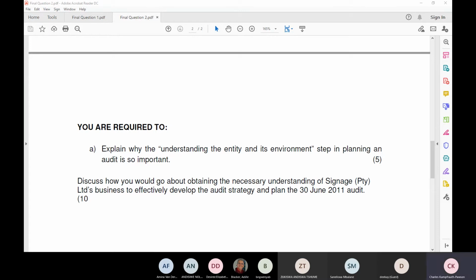If you don't obtain a good understanding of the client's business, none of what we've just discussed can be achieved. So we cannot effectively develop an audit strategy or plan the audit. We need to really gain a good understanding of the client's business. It is our understanding of this client's business that is actually the framework in which we will exercise our professional judgment, as I said earlier.